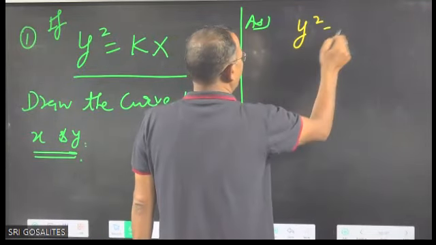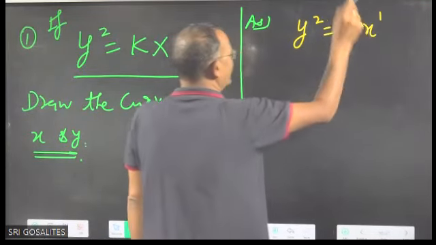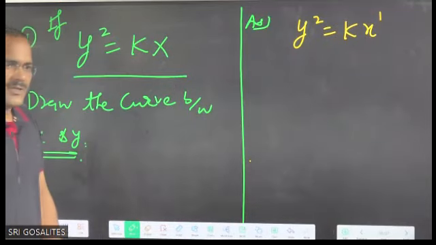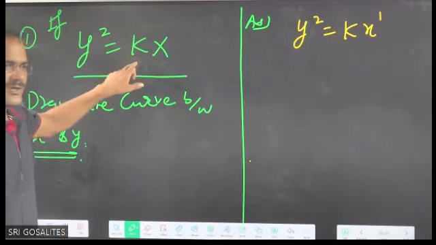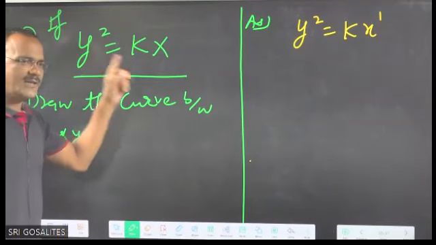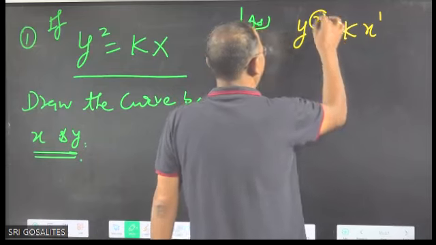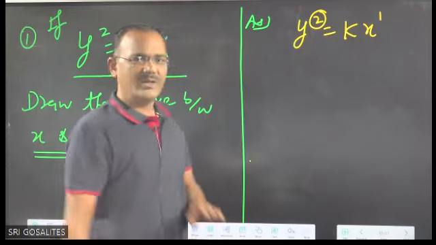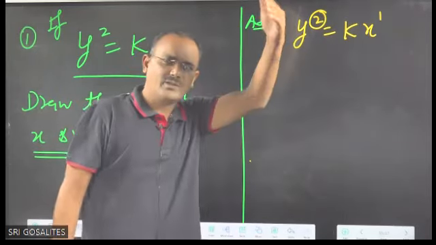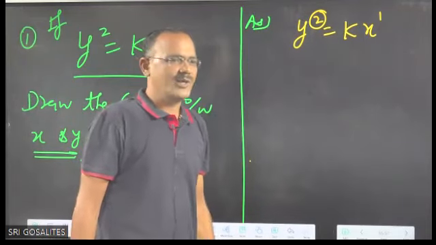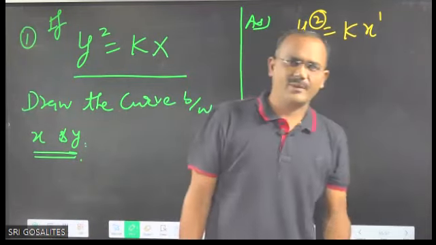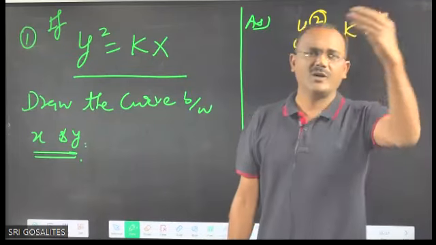Y square is kx. Is k a variable? No, k is a constant. Variables are only x and y. So 2 variables are there. So the order of y is 2. Order of the variable means its power. Power of a variable is known as its order. Again, I am repeating. Order means power.